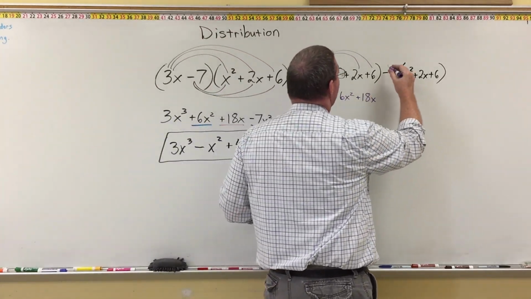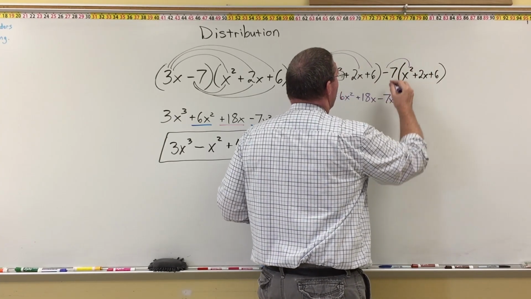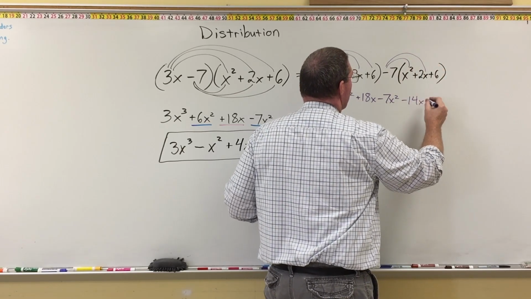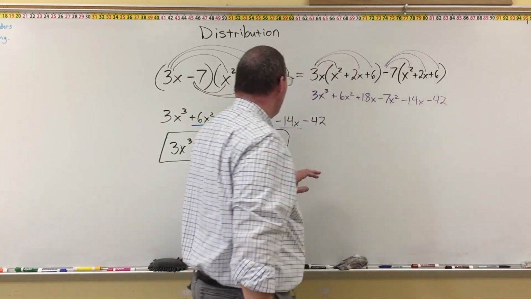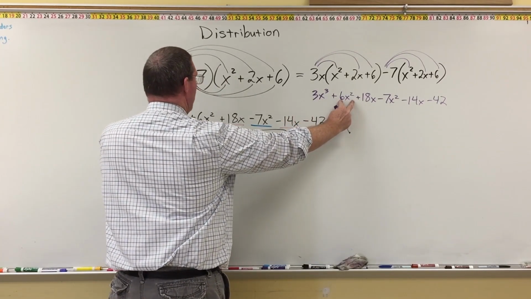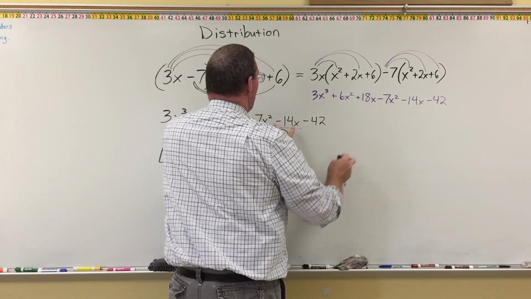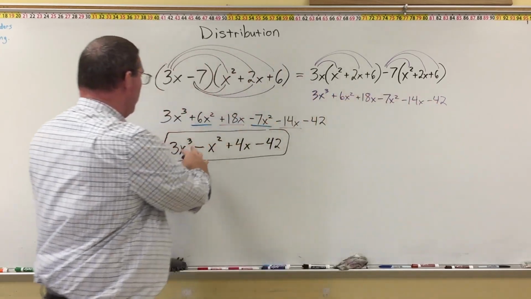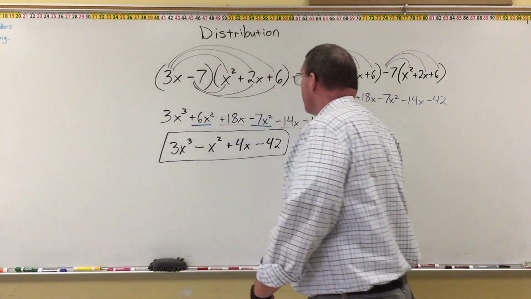Okay, so now over here we've got the negative 7 times the x squared is negative 7x squared. Then the negative 7 times the 2x is negative 14x. And then negative 7 times 6 is negative 42. And sure enough, you can see the same thing. We've got the 3x cubed, the plus 6x squared, the plus 18x, the minus 7x squared, the minus 14x, and the minus 42, which would result in the exact same answer that we got in the first technique that we used, okay?